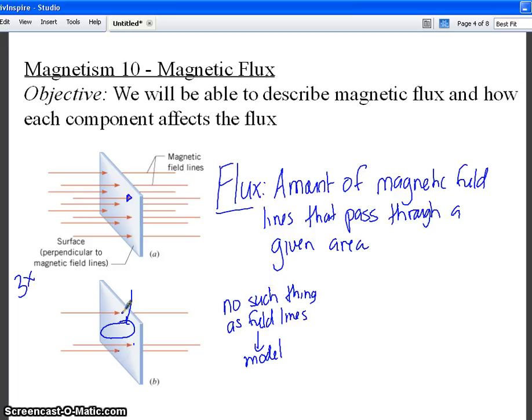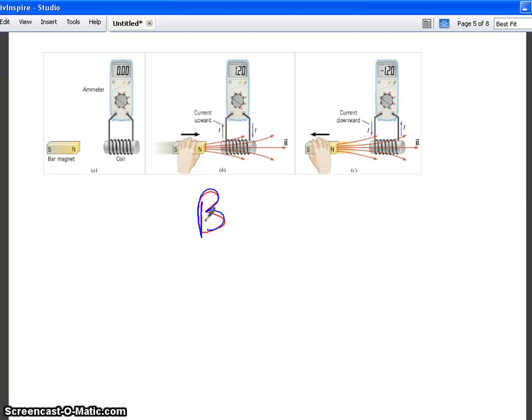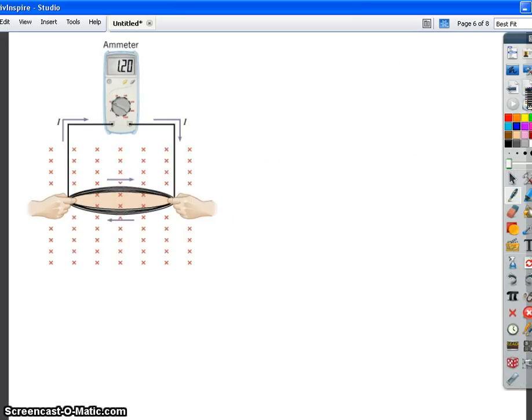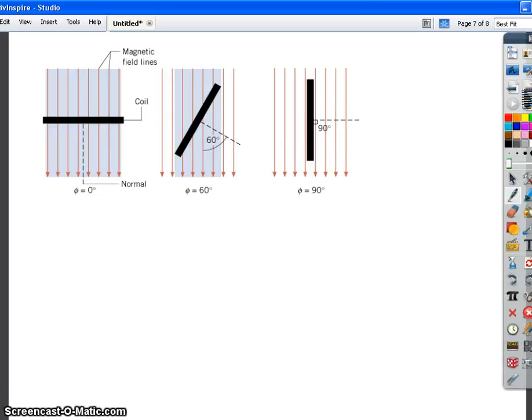So if we go back to our last video, we talked about a changing magnetic field. We talked about a changing magnetic field inducing a current. We learned that from this picture right here. We learned that changing the area induces a current. And we learned that changing the angle induces a current.